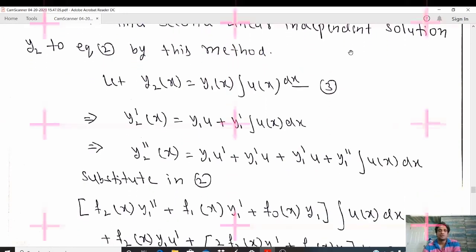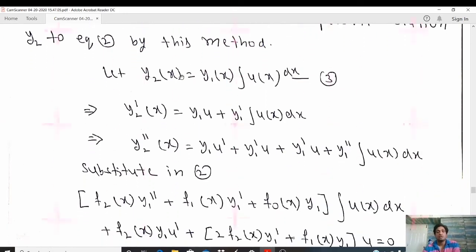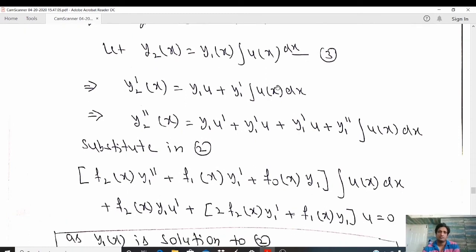So y2, what we are assuming, y2 is equal to y1(x) times the integration of u(x) dx. Here, what are the known functions to us? y1(x) is known, we don't know u(x), and y2 will be y1 times the integration of u(x). So first we find u(x), then automatically the integration of u(x) we can easily find.